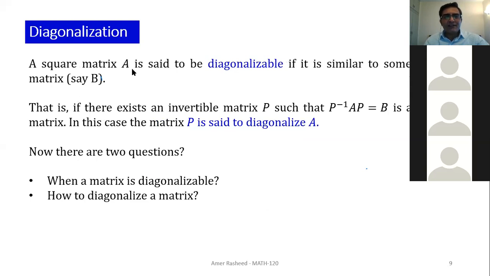A square matrix A is said to be diagonalizable if it is similar to some diagonal matrix B. If A is similar to B, then there must exist an invertible matrix P such that P inverse AP is equal to B, where B is the diagonal matrix. In this case, we say that P diagonalizes A. Now there are two questions: when a matrix is diagonalizable and how to find that diagonal matrix B.